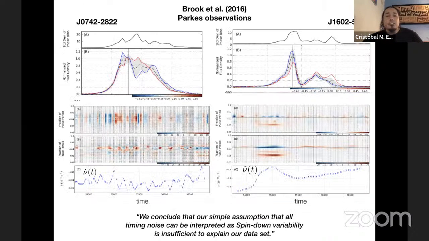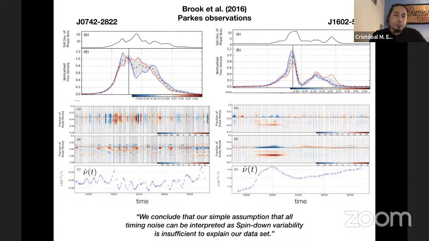So there's been more studies about this. This is just an example. This is Brook et al. in 2016. They used Sparks observations to also study changes in the pulse profiles and their correlation with the spin down rate.